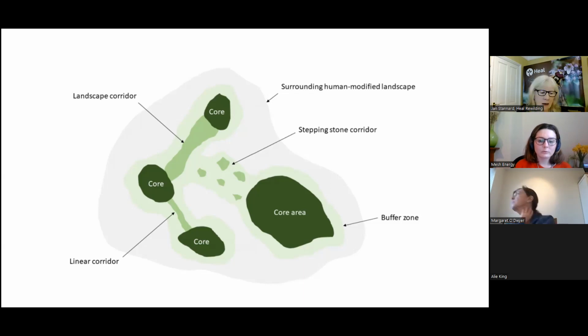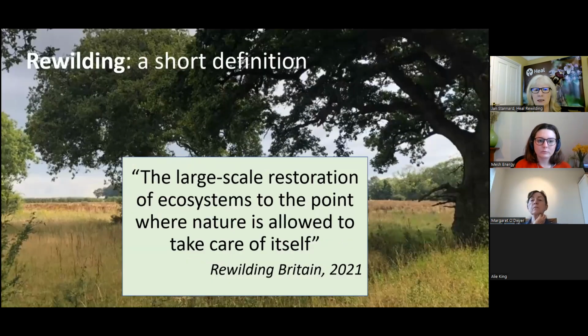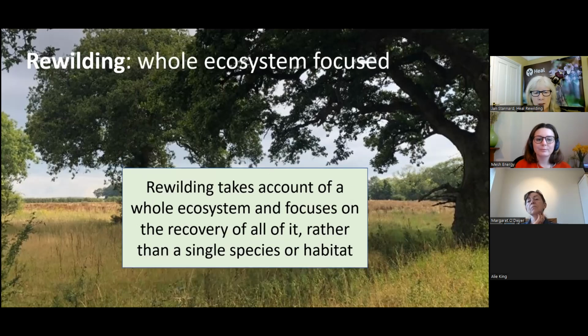So let's have a quick look at what rewilding is. This is quite a technical definition, but you're a relatively technical audience. It's the large-scale restoration of ecosystems to the point where nature is allowed to take care of itself. I find "allowed" an interesting word, but that's the Rewilding Britain definition. So it takes account of the whole thing, and it focuses on the recovery of all of it rather than a single species or a single habitat. So it's not about planting a wood. It's not about creating a habitat for a bunting. It's about the whole piece.